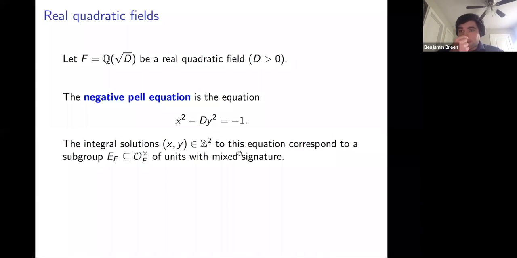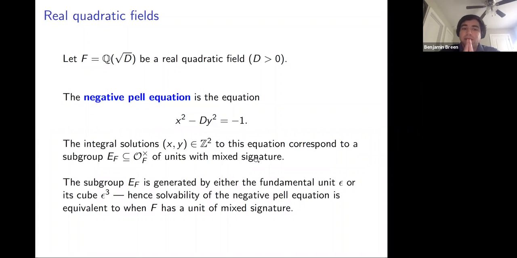The negative Pell equation has been classically studied, and interestingly enough, you'll find that the subgroup of units which satisfy the negative Pell equation is generated either by the fundamental unit or its cube. What you see here is that the solvability of the negative Pell equation is equivalent to whether your real quadratic field actually has a unit of mixed signature. If it has a unit of mixed signature, that's got to be the fundamental unit. The fundamental unit will certainly have mixed signature.